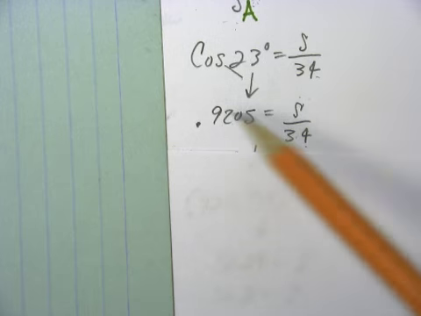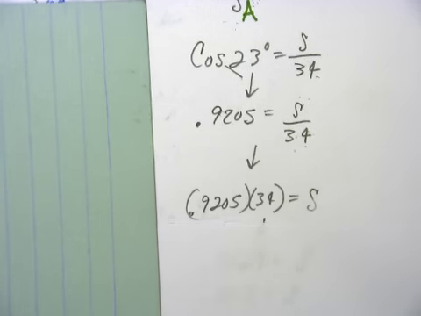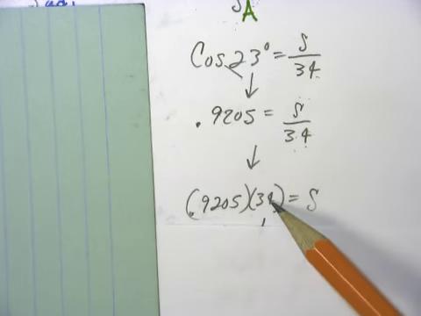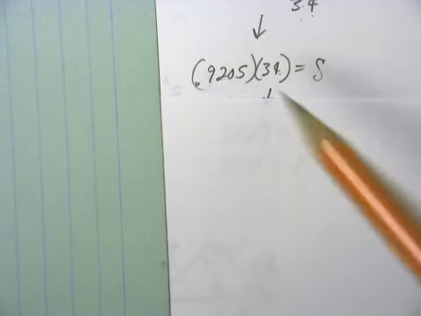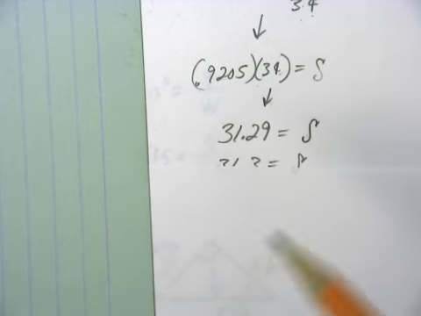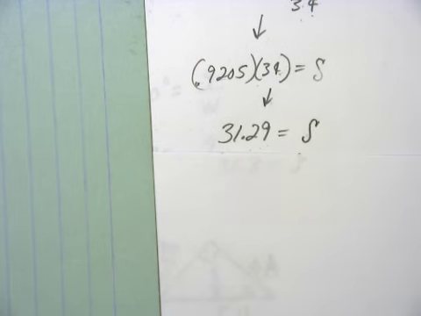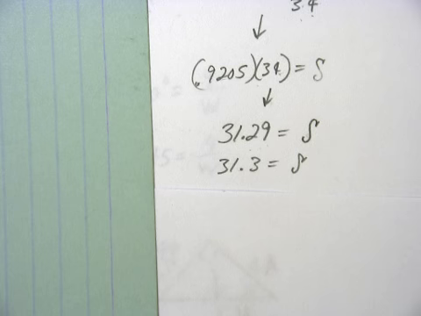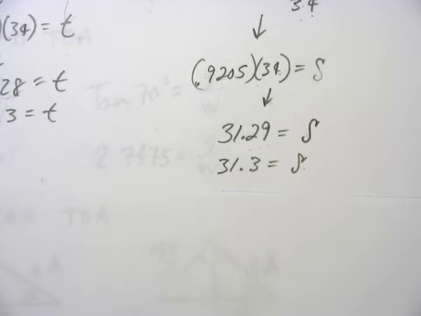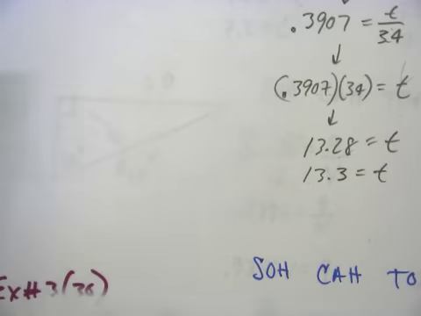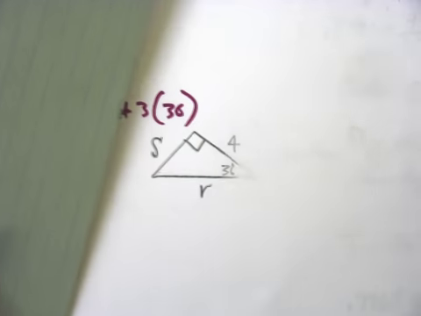I've got a denominator here, right? I want to get this S by itself, so I have to get rid of that denominator. How do I do that? Multiply across the equal sign. When I do that, I get 0.9205 times 34 is equal to S. Multiplying these together gives me 31.29 is equal to S, and I can round this up to 31.3. So side S is 31.3. Okay? Let's take a look at another example.